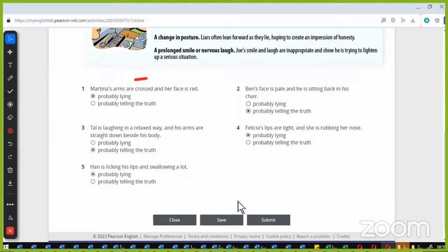Pronunciation is swallowing. Swallowing, yes.